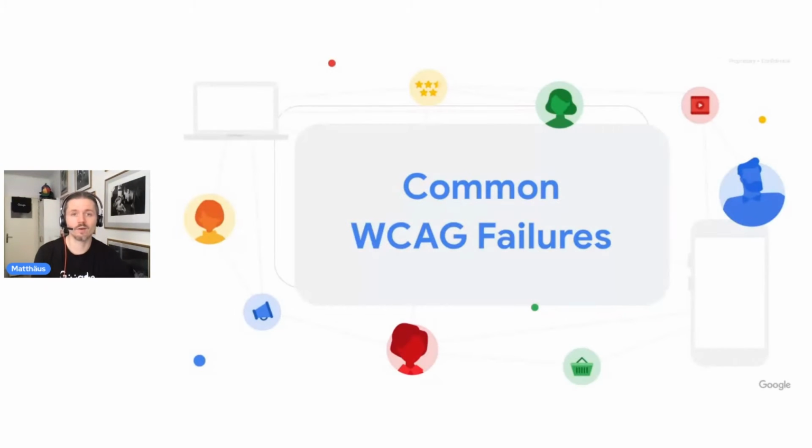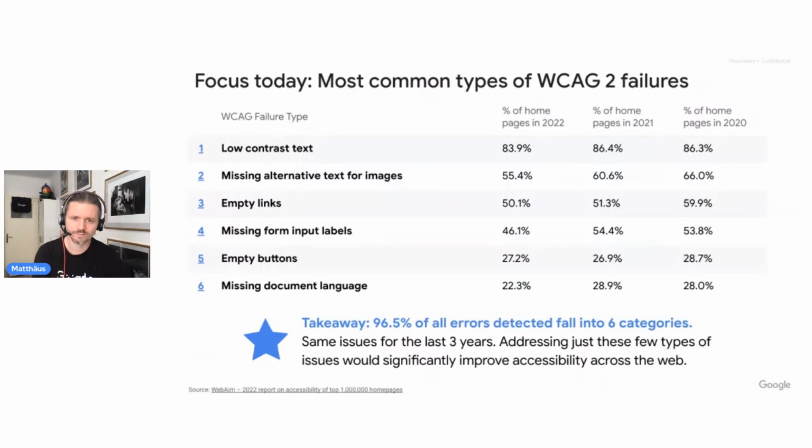And now let's deep dive into the most common WCAG failures, which will be our focus today. As you can see on this slide, the most common types of WCAG failures are low contrast text, missing alternative text for images, empty links, missing form input labels, empty buttons, and missing document language. I will go into more detail on the other slides about what this means in particular.